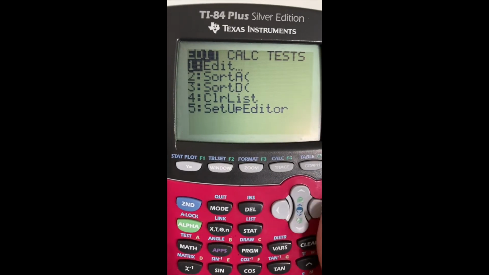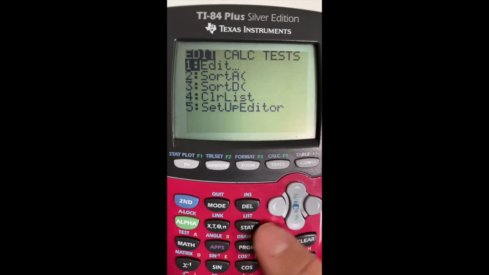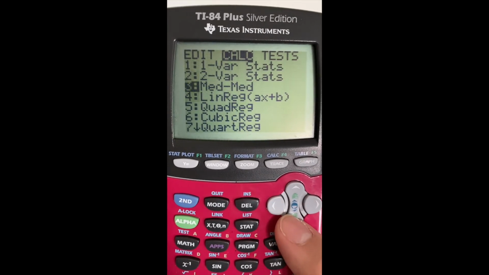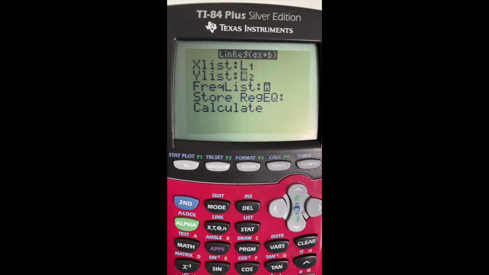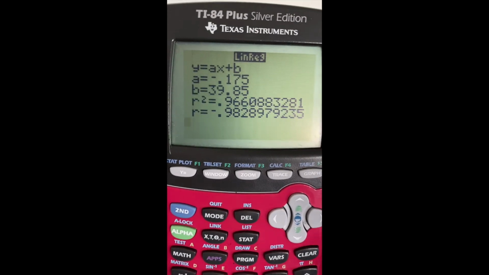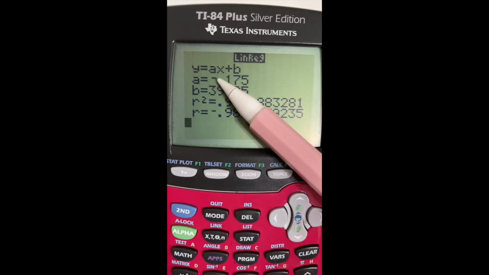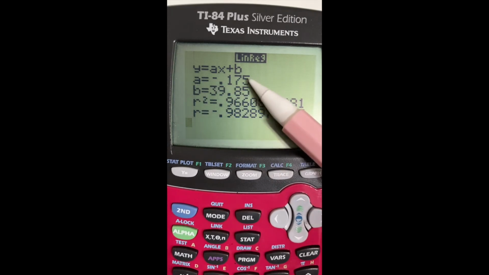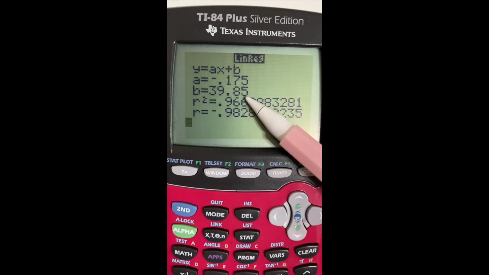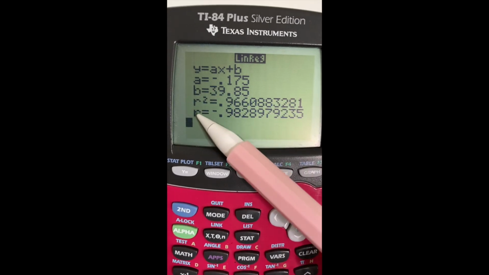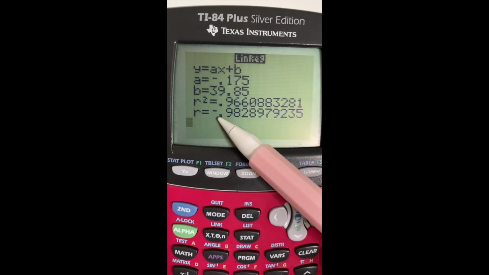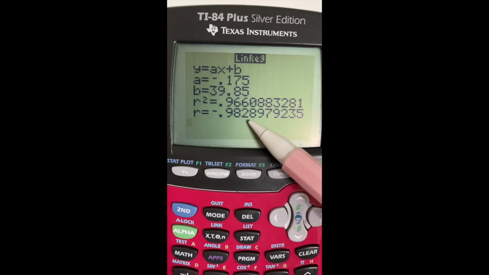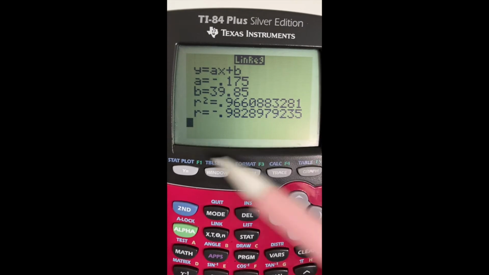To calculate regression, remember we hit the stat button, calculate, and linear regression. Okay, we have our equation, y equals ax plus b. A equals negative 0.175, b is 39.85, and r, the correlation coefficient, is negative 0.98289, all of these, okay?